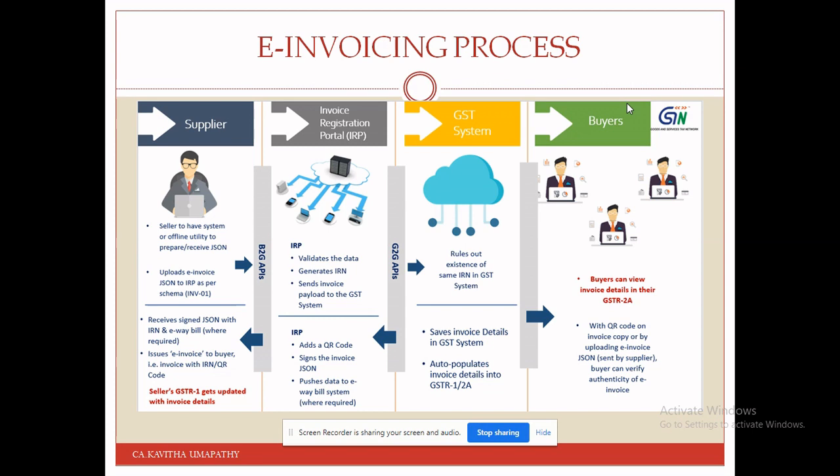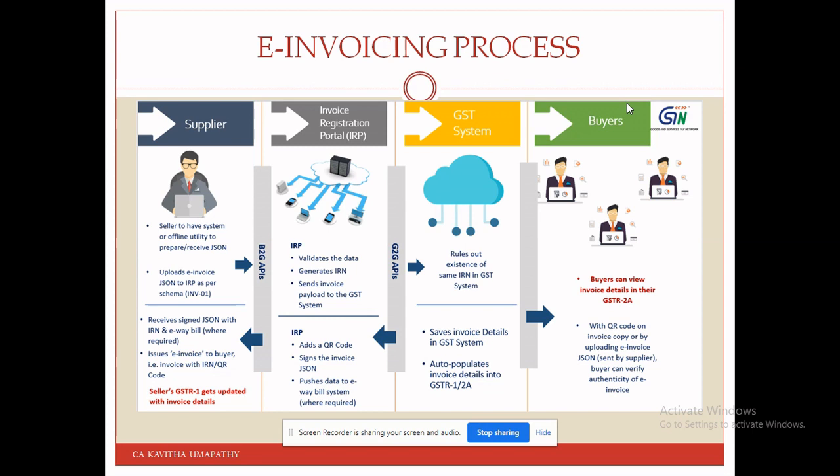If you put the same IRN in the GST system, automatically all the details will be updated. Your e-way bill is automatically generated by just putting this IRN number. Part A you need not fill, only Part B, the supplier's transportation details, you have to fill in the e-way bill. Similarly, in case of GSTR1, the data will get auto-populated into GSTR1. So the seller's GSTR1 gets updated with invoice detail.